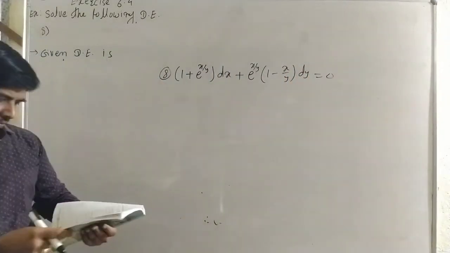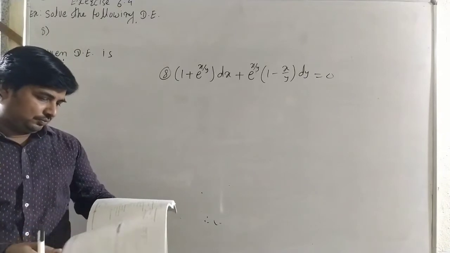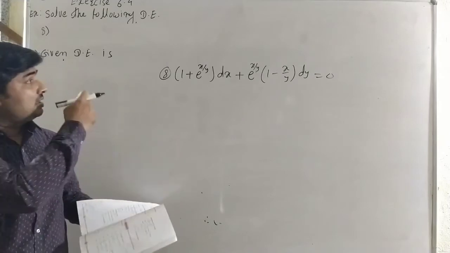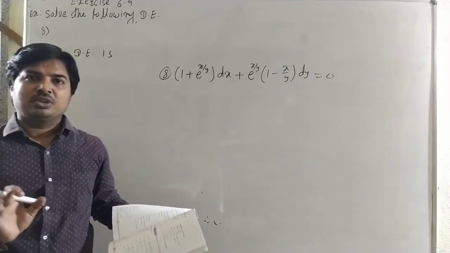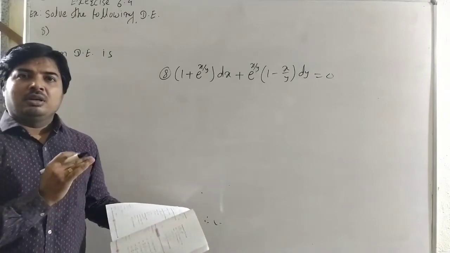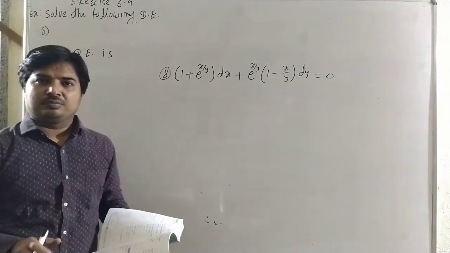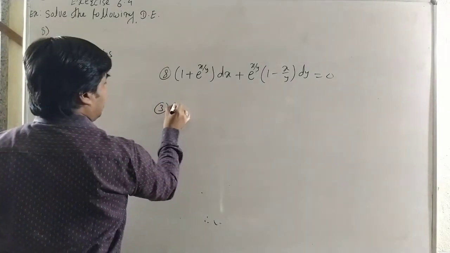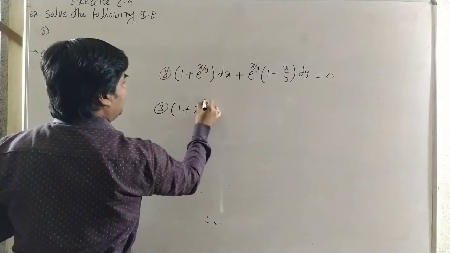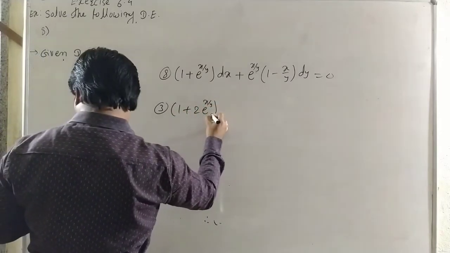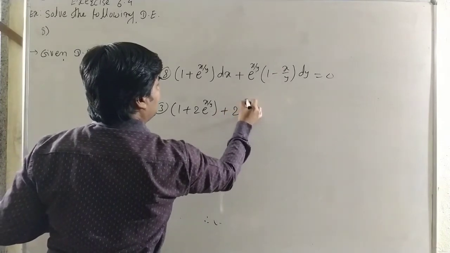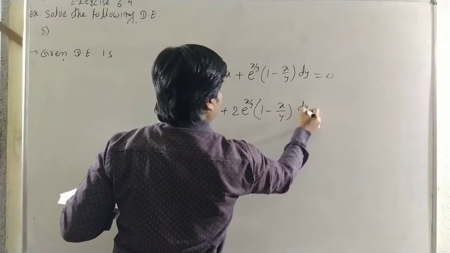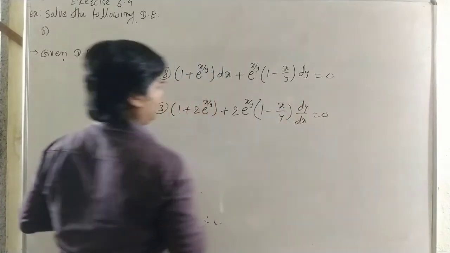Okay, same example. It is example number 3 in this exercise, that is exercise number 6.4. Example number 3 and this example number 8 are the same examples. Here the third example, it is our first example in the last lecture. Here we see the third example. See carefully this. It is 1 plus 2 into e raised to x by y dx plus 2 into e raised to x by y into 1 minus x by y dy by dx. Okay, same example.